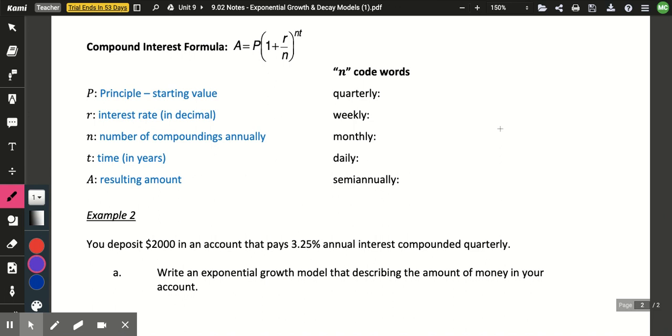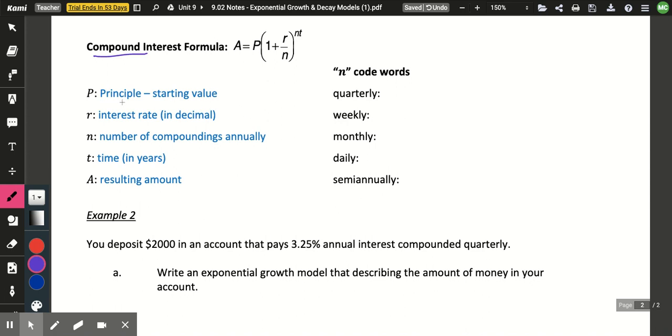Now we're going to look at the compound interest formula, which is A equals P times 1 plus R over N to the NT power. This one is used for money. This would be for things like you invested money in an account and the bank is paying you interest on it. So like all of them, we do need to know what all of the letters stand for.